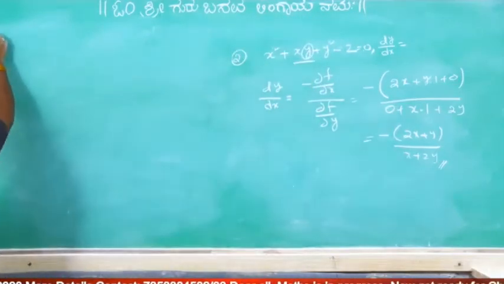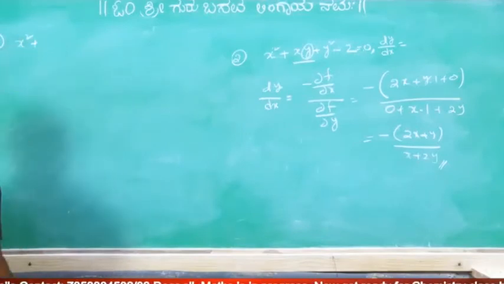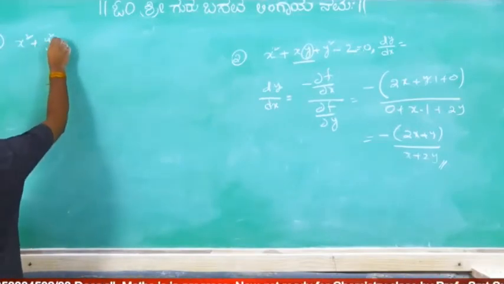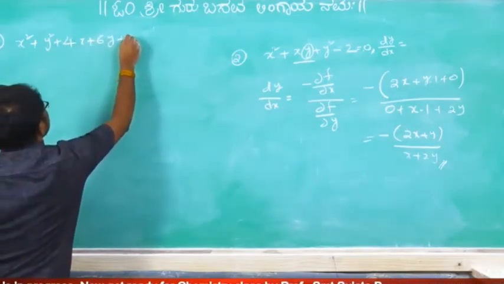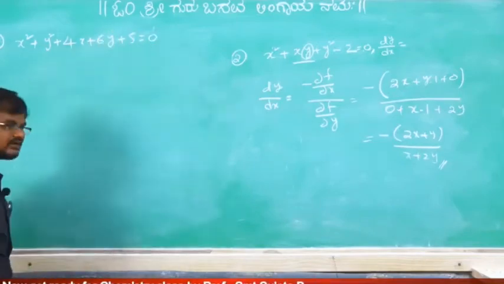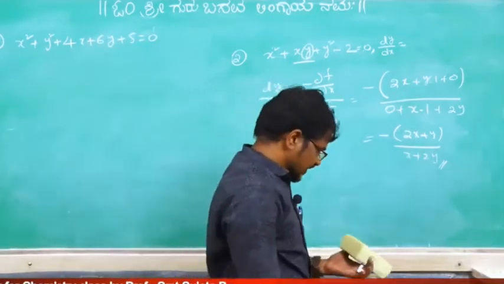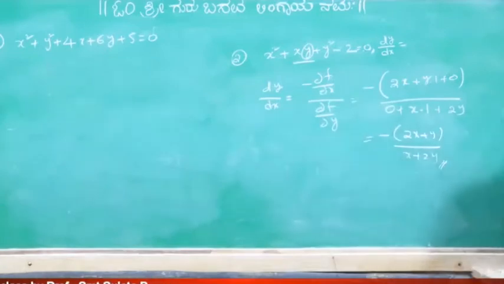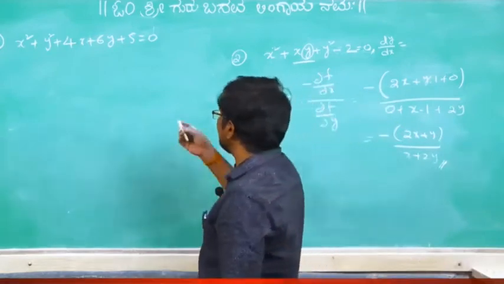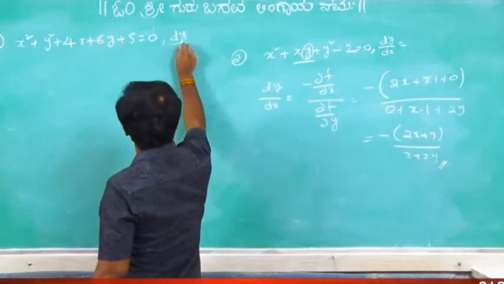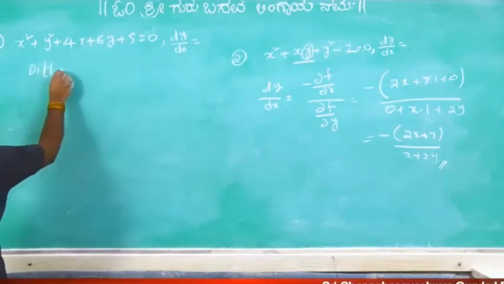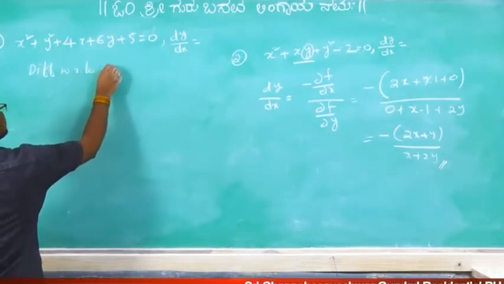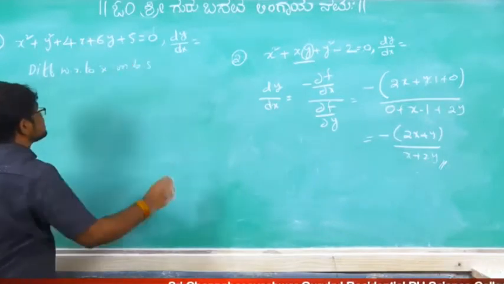Take one more problem. X square plus y square plus 4x plus 6y plus 5 equal to 0. This is also one of the implicit functions. Try this problem. So what we have to find? Dy by dx we have to find. So for that, differentiating with respect to x on both the sides.